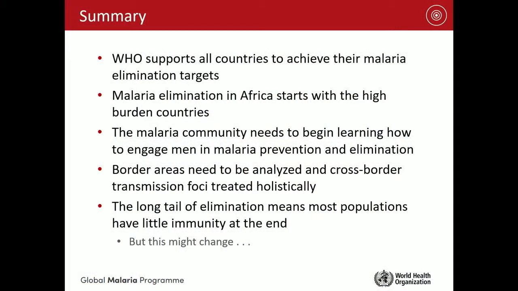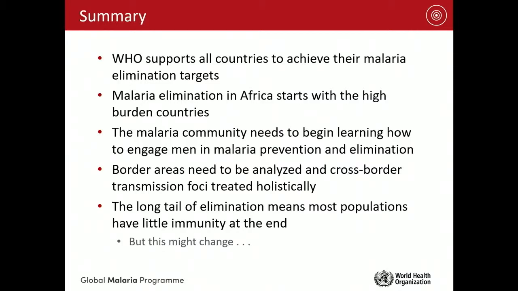The malaria community needs to start considering how do we engage men in malaria prevention and elimination. It's a new population to us. It's exciting to think of starting to work with a new population, and we need to start that now. Border areas need to be analyzed, and cross-border transmission foci need to be treated as such. We need to start thinking programmatically, how can we do that better?